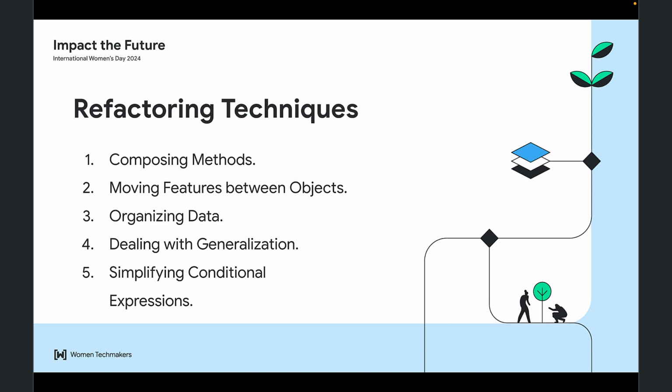Fourthly, we also have dealing with generalization. Here we deal mostly with abstraction, with your interfaces. Maybe you have to move a method up, or you need to remove a method from a super class or from an interface, or add a method to an interface, or create new classes from an interface. So basically things like that.